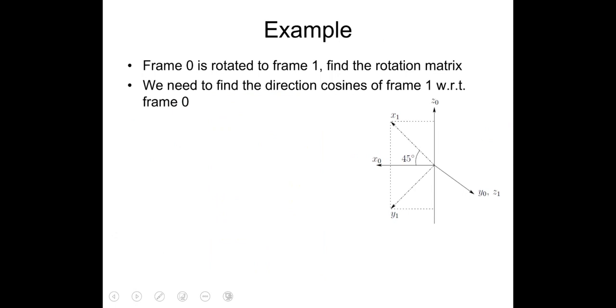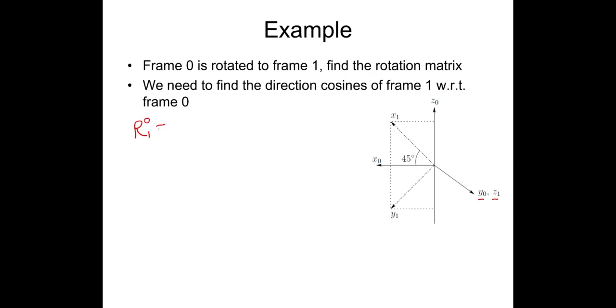Okay, so then we do one more example. And in this example, we're not rotating around the same angle. Instead, we have the y0 and z1, they are on the same axis. Okay, so if we want to do that, we do it from the definition. The frame 0 is rotated to frame 1, and we need to find the rotation matrix. Again, we need to find R10.